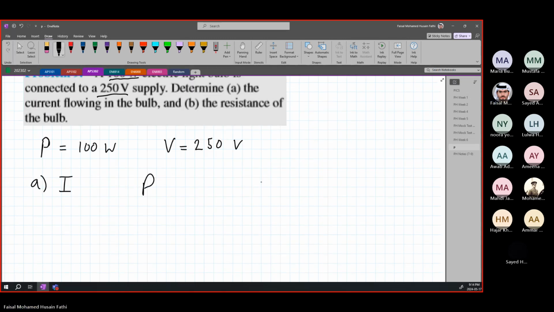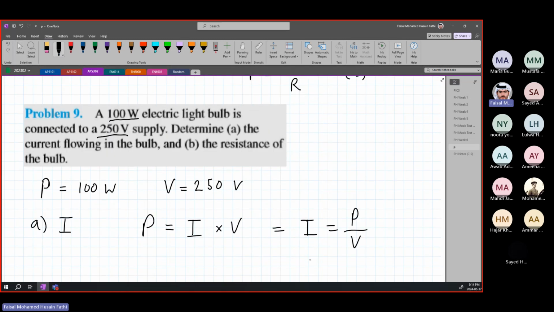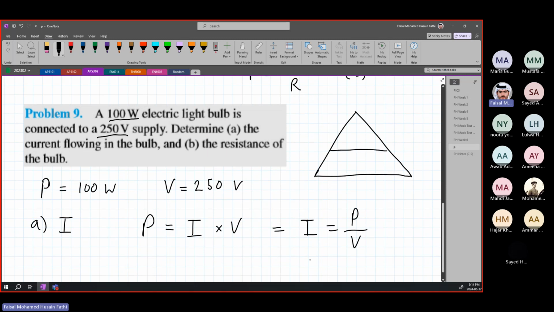Remember, P is equal to I times V. If we rearrange this, you can say that I is equal to P divided by V, if you just divide V on both sides. Another way, if it makes it easier for you guys, you can also draw the power triangle, which is the exact same idea. At the top, it's going to be power. At the bottom is going to be current and voltage. So if you want to find current, it is power divided by voltage. If you want to find voltage, it's power divided by current. And if you want to find power, it's going to be I times V, which is our general equation.